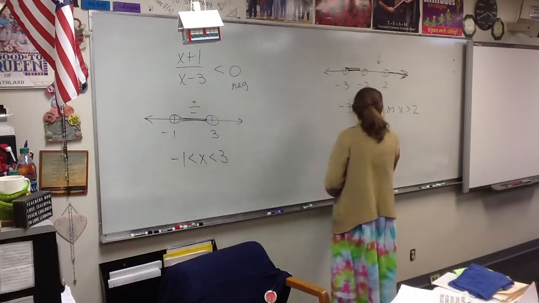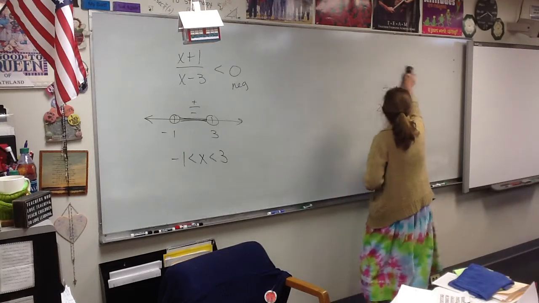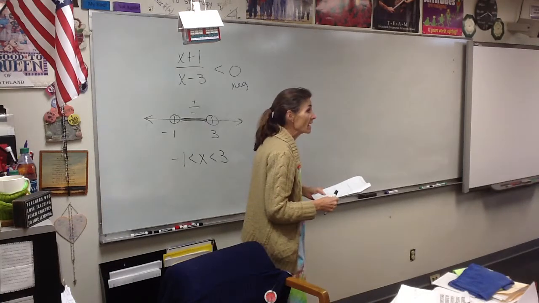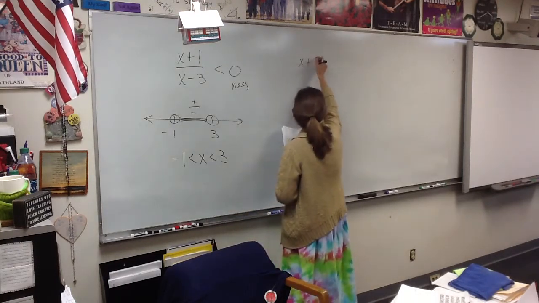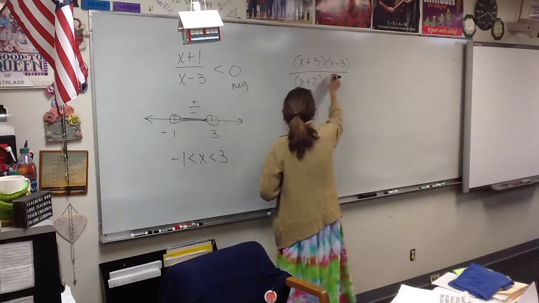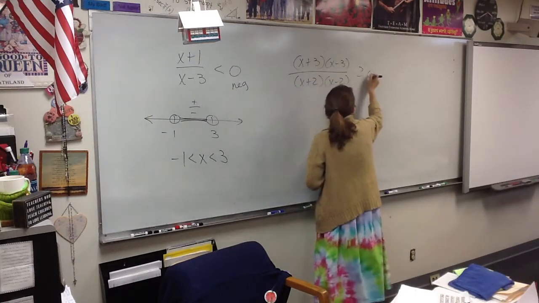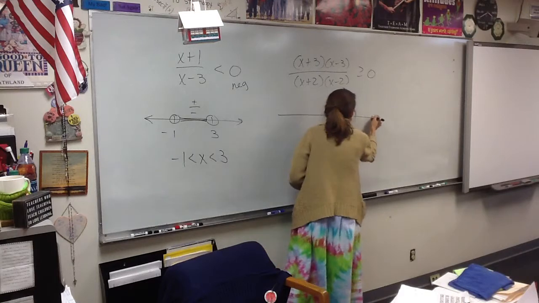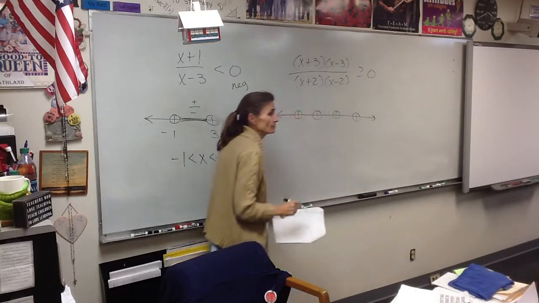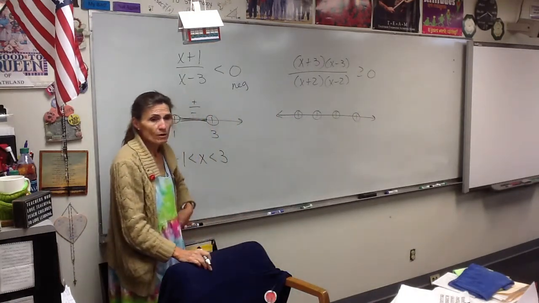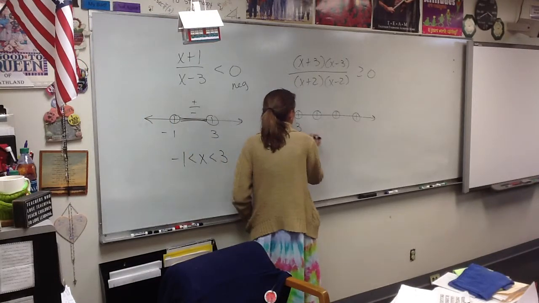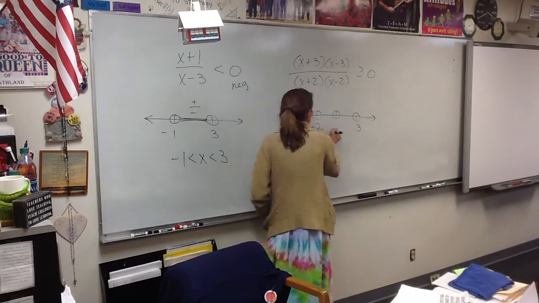We're now on number 9. What do you think is going to happen with number 9? We have to what? Factor. So the top is x plus 3 times x minus 3, and the bottom is x plus 2 times x minus 2. What does that mean in terms of my number line? 4 dots. 1, 2, 3, 4 dots. Where will those 4 dots be? -3 and 3, and -2 and 2.